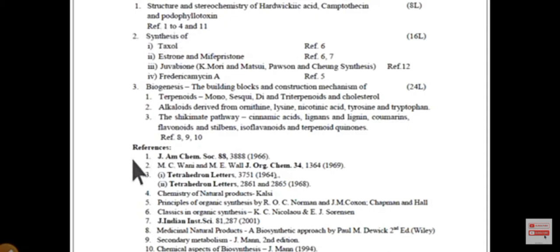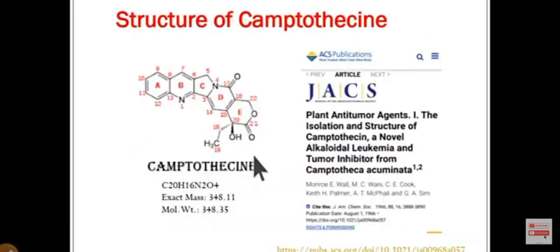So what is reference number 1? It is the Journal of the American Chemical Society, 1966. So I have the image of the front page of this paper. This is a plant anti-tumor agent, the isolation and structure of camptothecin, a novel alkaloidal leukemia and tumor inhibitor from Camptotheca acuminata. This paper was by the Wall, Wani and Cook group.